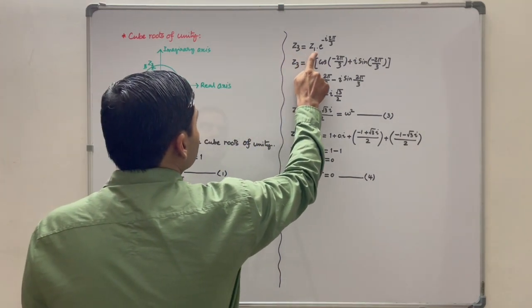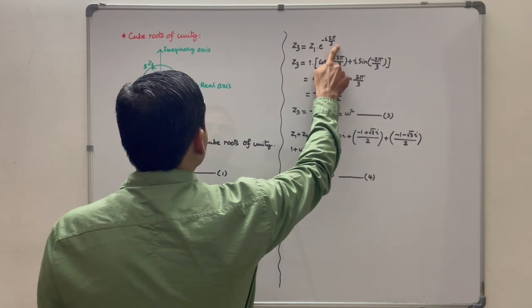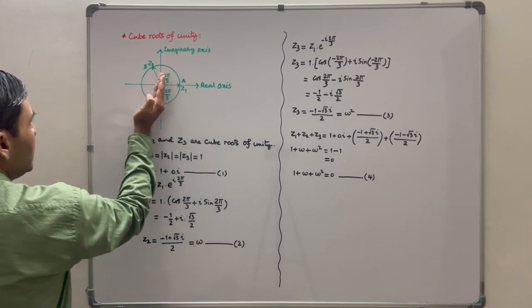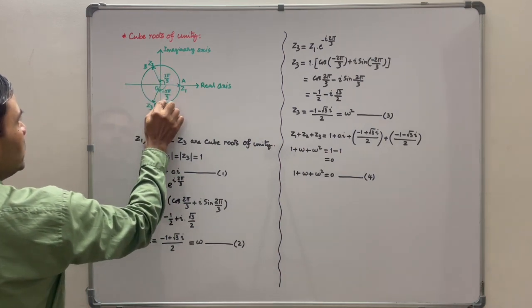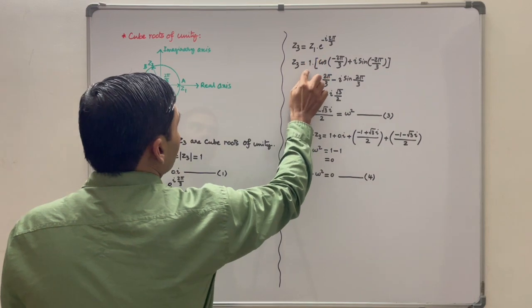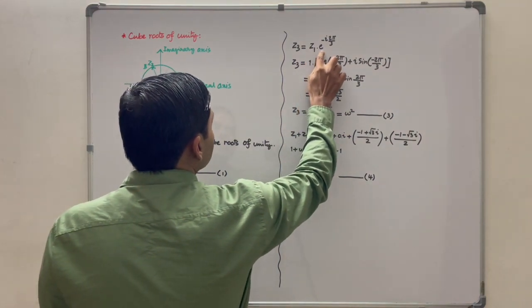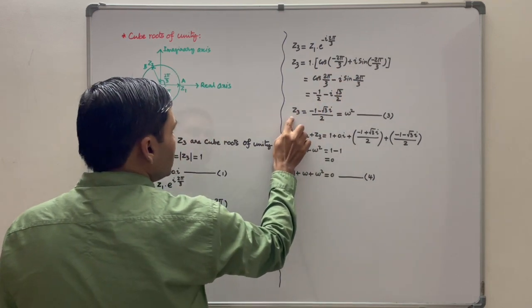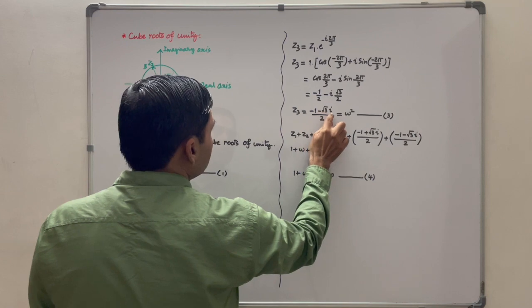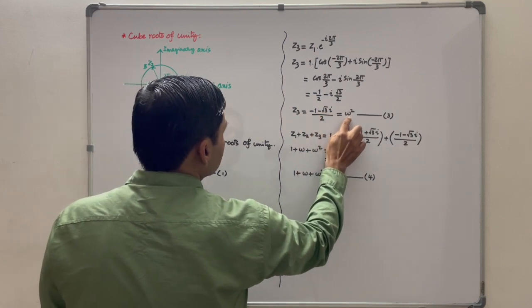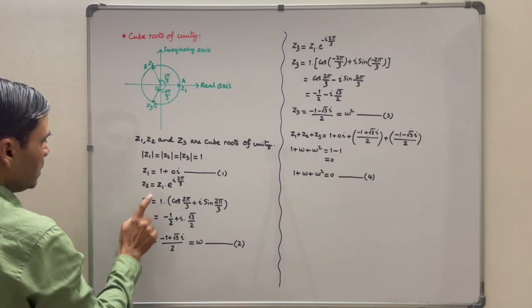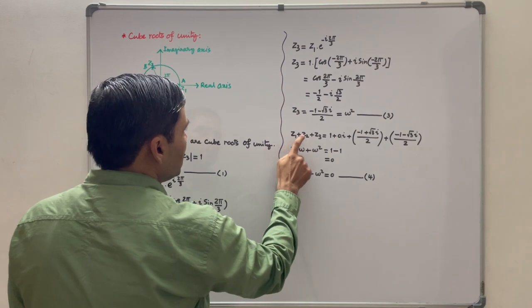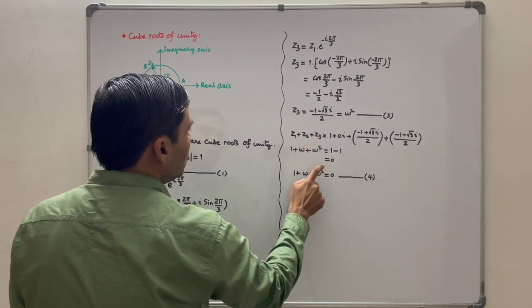Z3 is equal to Z1 into e to power minus i 2 pi by 3. We get vector OC by rotating vector OA by angle 2 pi by 3 clockwise. Clockwise is supposed to be negative. Z1 is equal to 1 and e to power minus i theta is equal to cos theta minus i sin theta. So Z3 is equal to minus 1 minus root 3 i by 2. This is called omega square. If we add Z1, Z2 and Z3, we get 0. Or we can say 1 plus omega plus omega square is equal to 0.